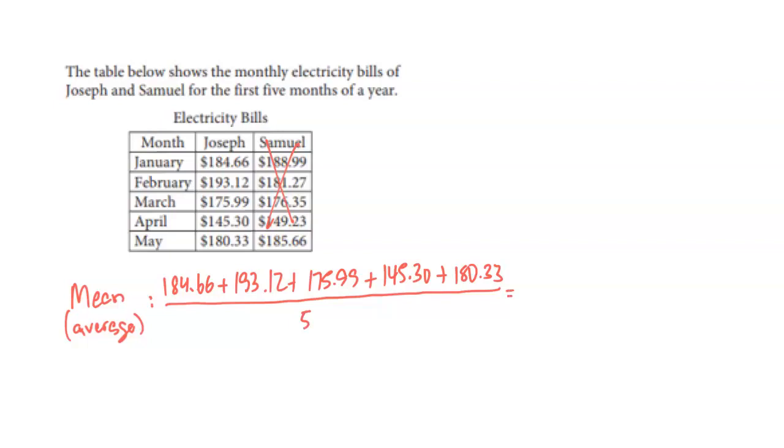And so when I put that into my calculator, what I end up getting as my mean, or as my average, is $175.88.